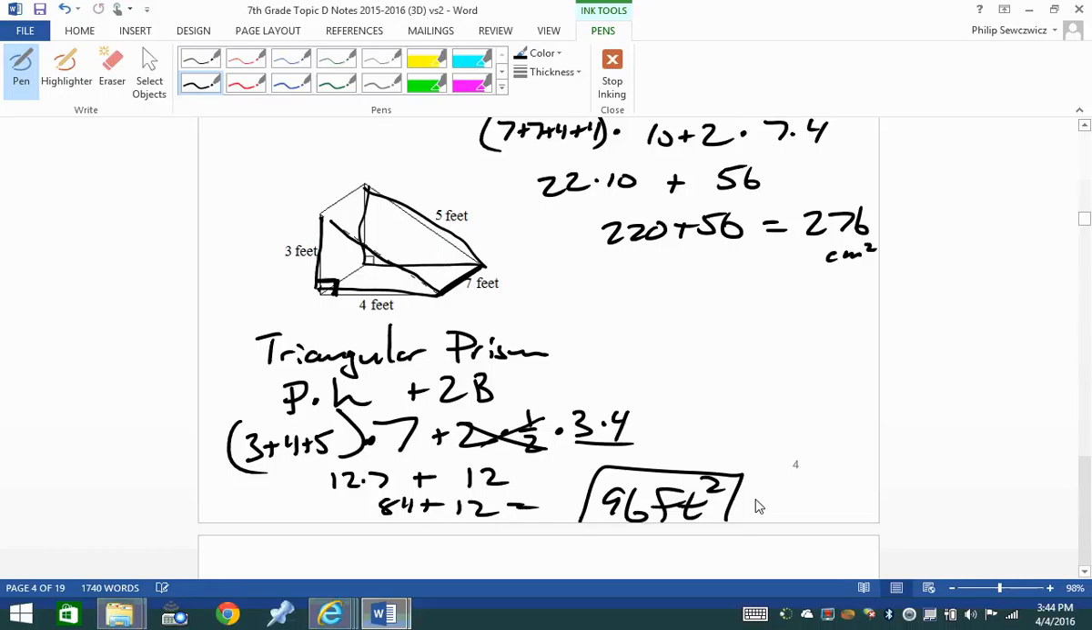So again, you do have to visualize, and that's the thing with these particular ones. It's not just close your eyes and throw some numbers in. You do have to be careful, otherwise things are not going to work out well.